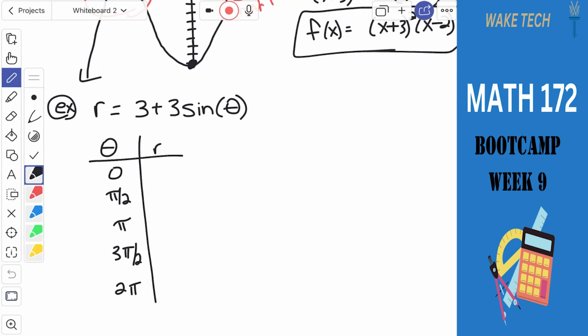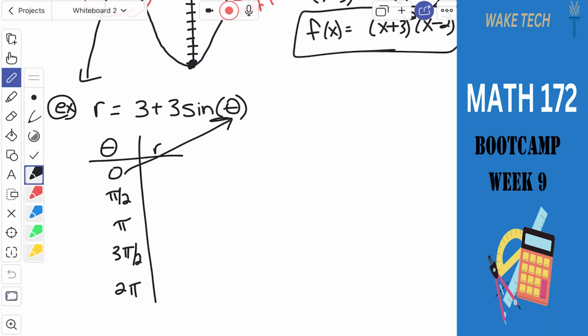As with any table of values, you can always pick more points if you want to. These are perfectly fine to start with. If for some reason you finish up with these and you're still not certain of how the graph looks, or you just feel like you want more points, you can always pick more. But these are always good ones to start with. How this works is the exact same way as before. We'll plug in 0 and calculate the corresponding r value.